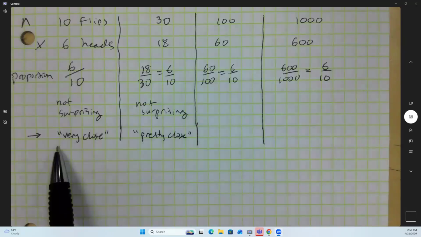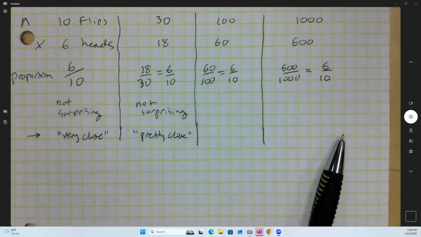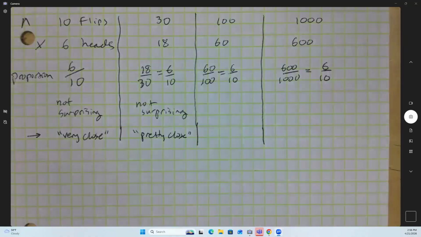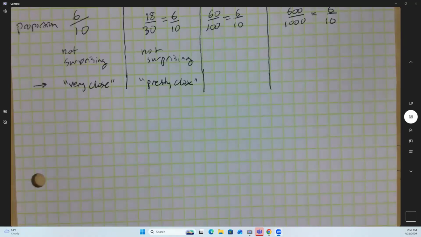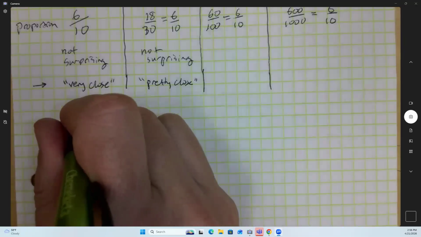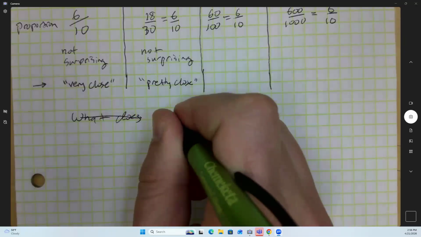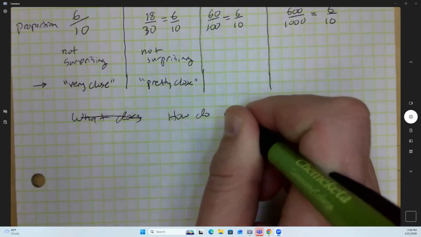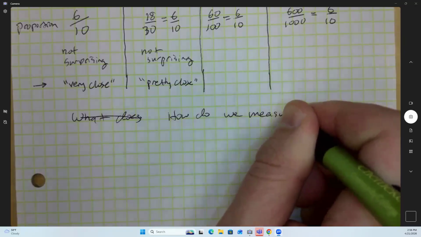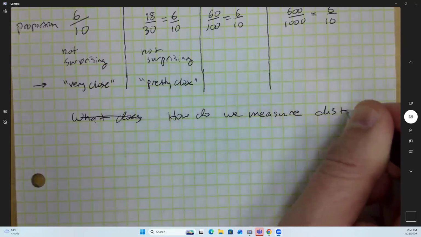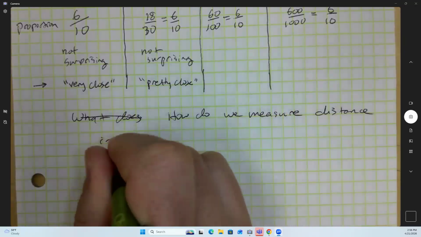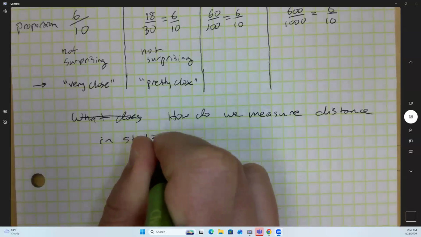And so what we're going to do next is a very important idea moving forward in statistics: what does close mean? What does very close mean? Or what does distance, how do we measure distance in statistics?